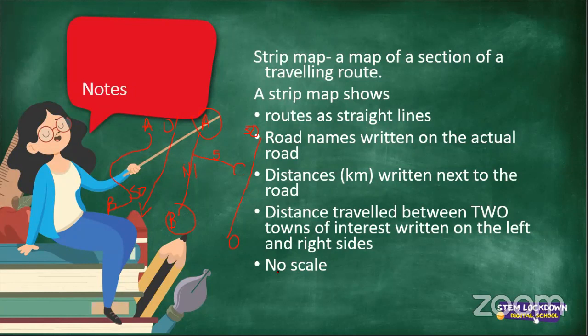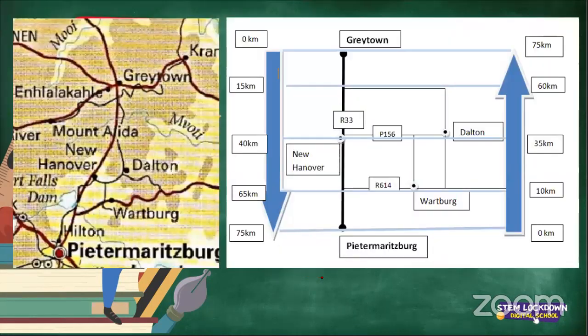And lastly, there's no scale shown on this type of map. There's no bar scale and there's no ratio scale shown on this map. Let me give you an example. I'm sure you don't know these towns, but from now you know them. Let's say you are traveling between these two very important towns, Greytown and Pietermaritzburg. This is where I was born, in Greytown, and this is where I now stay, in Pietermaritzburg.